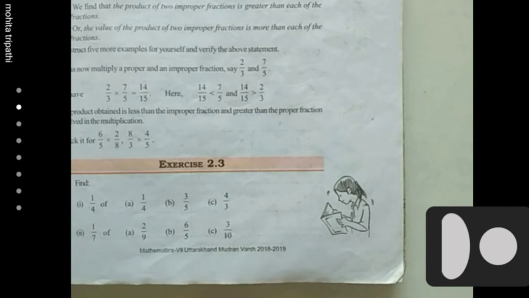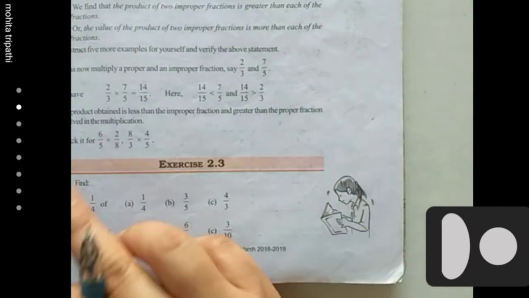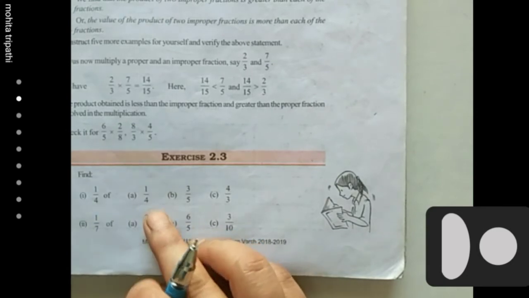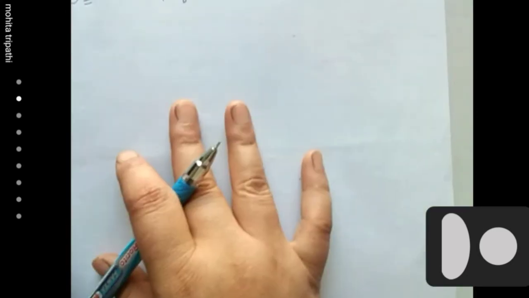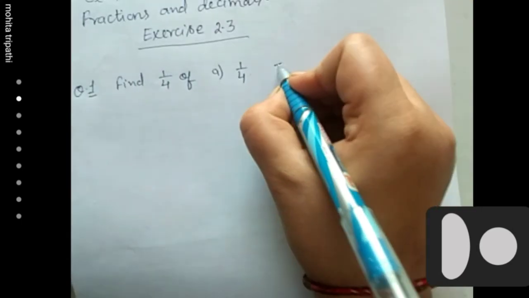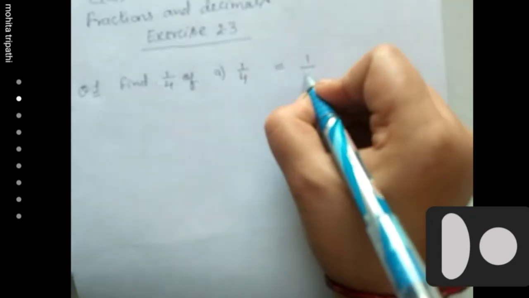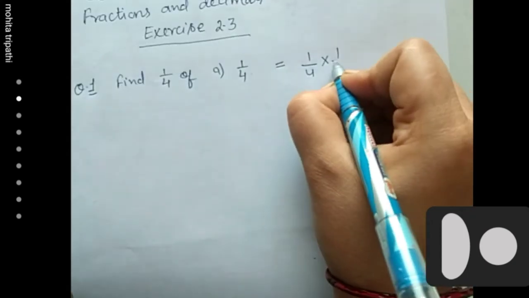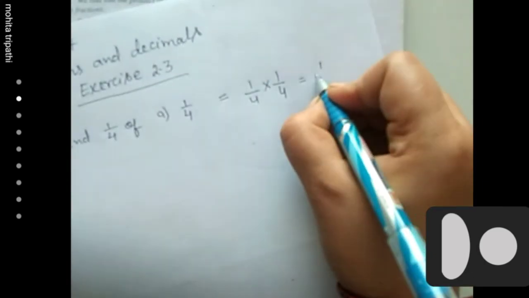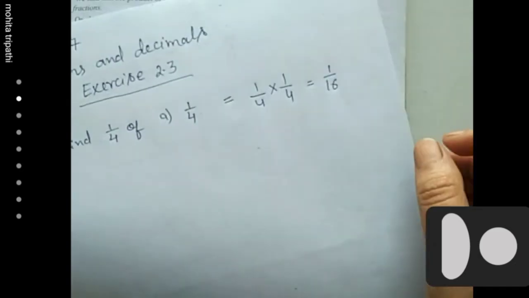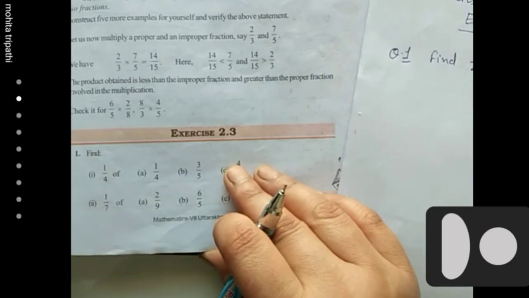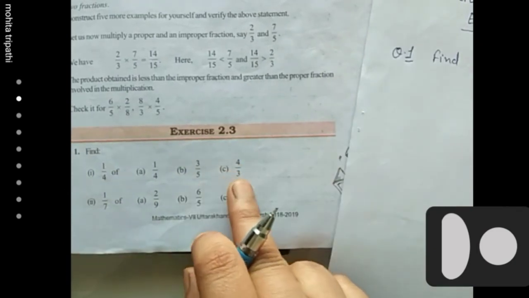Just see our exercise, that is exercise 2.3. Question number first is find 1/4 of 1/4. So how will you solve it? Just see here. Find 1/4 of 1/4. You will solve it as 1/4 multiplied by 1/4. So the answer is 1 ones are 1, 4 fours are 16. Similarly, you will solve the rest of the parts. The remaining two parts you will solve like that.